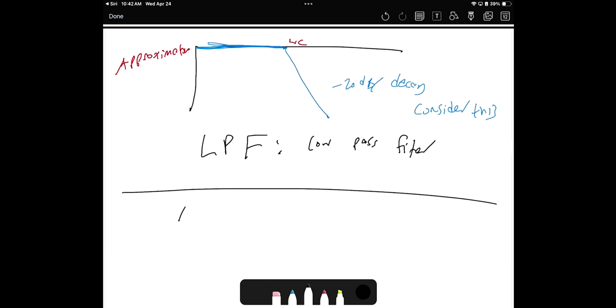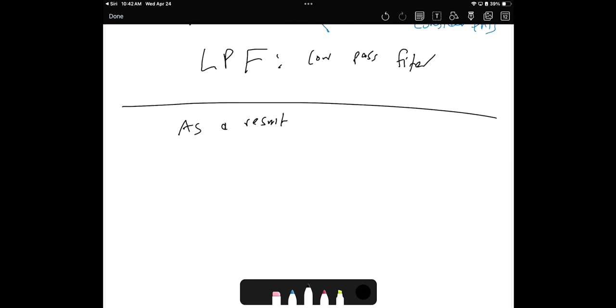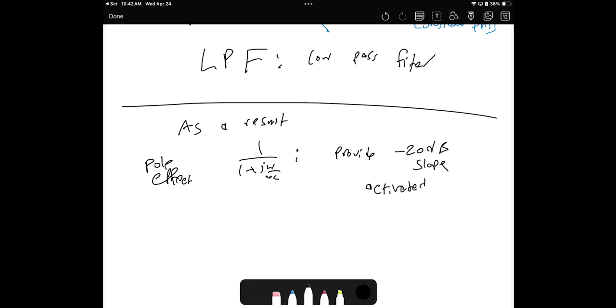Now, as a result, we have pole and zero effects. So we have the pole effect when we have 1 over 1 plus j omega over omega c. After you substitute every s by j omega and simplify it into this formula, what will happen? This one will provide a negative 20 dB slope, activated at omega c. And again, here we will use only the approximation.